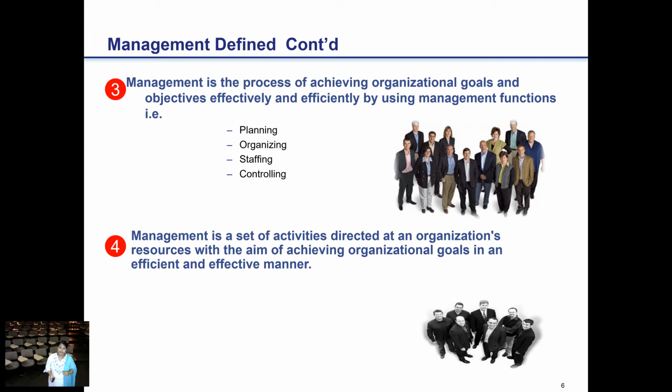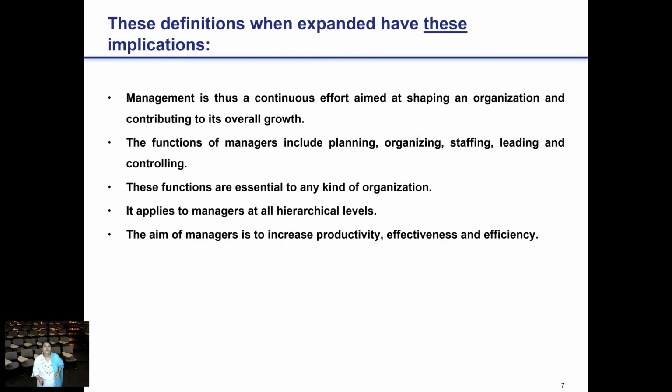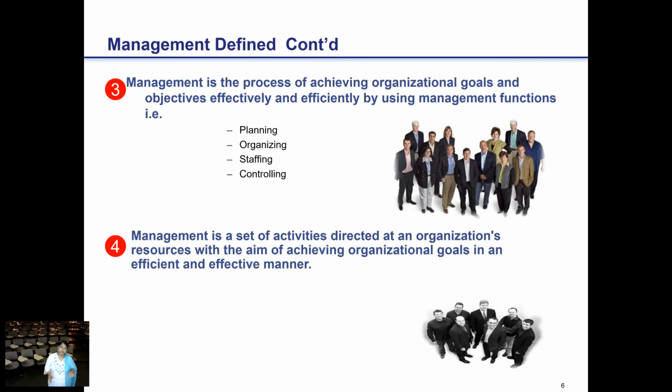So he says that management is a set of activities directed at an organization's resources with the aim of achieving organization goals. So on one side you have the goal, on the other side you have resources. You have to blend these resources together to achieve the goal, and the goal should be achieved with the minimum level of resources that you are using. For that you have to be efficient and you have to be effective, right? So these are the four important definitions of management we have discussed.